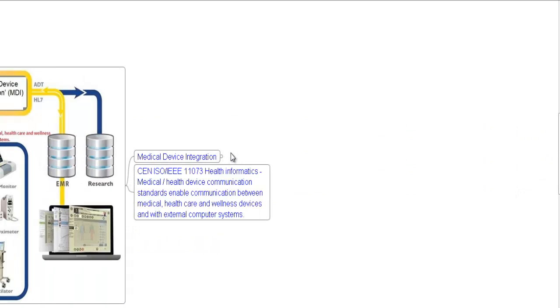Remember this point. CEN ISO IEEE 11073 Health Informatics Medical Health Devices Communication Standard enable communication between medical, healthcare and wellness devices with external computer system.